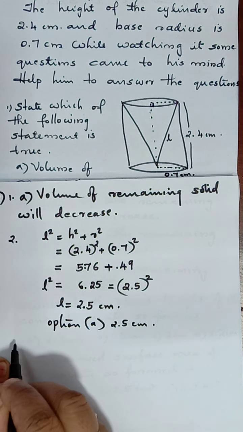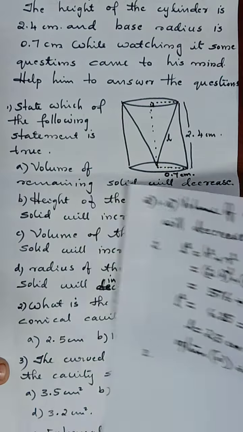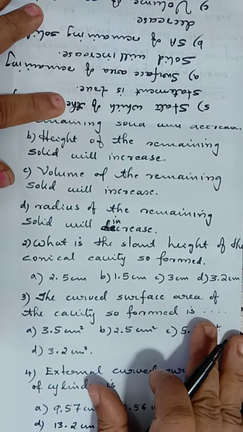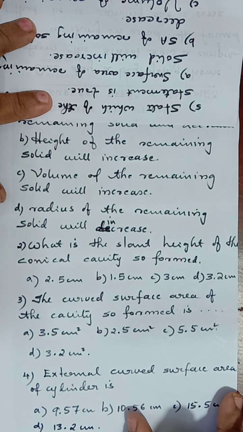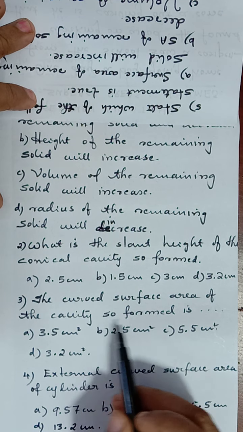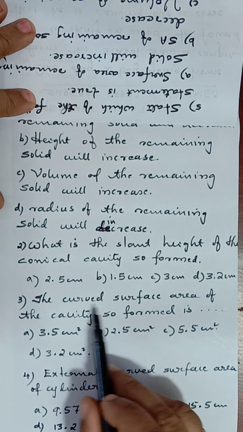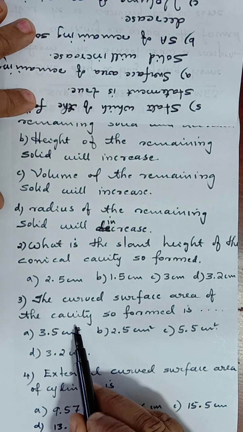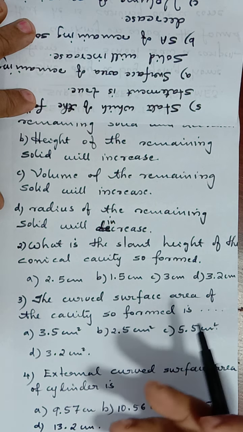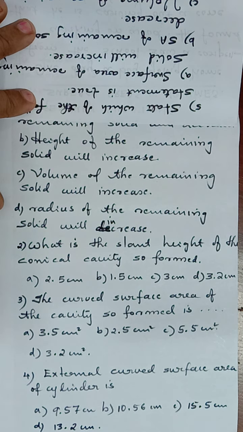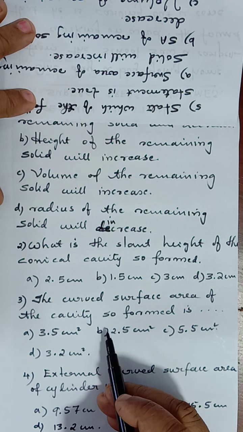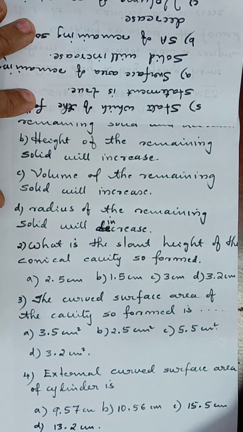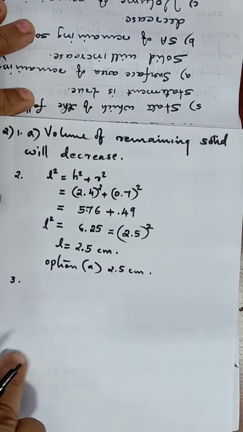2.5 centimeter. Now let us move on to question number 3. The curved surface area of the cavity so formed is. Curved surface area of the cavity. Cavity is in the shape of a cone, the inner part after removal of the cone. Cone is taken out, so that cavity is conical shape. What is a CSA? CSA of the cone we have to find out. What is CSA of cone formula?